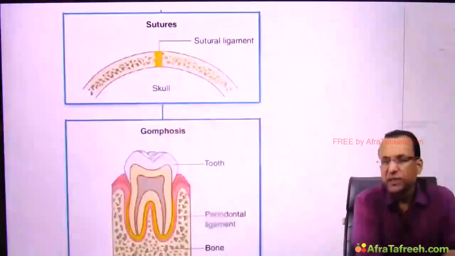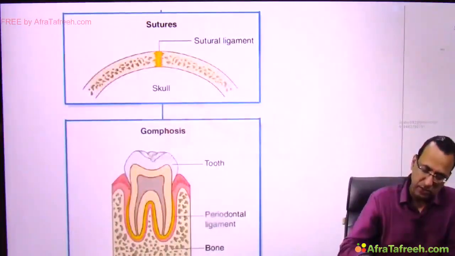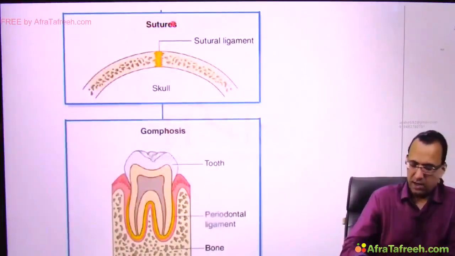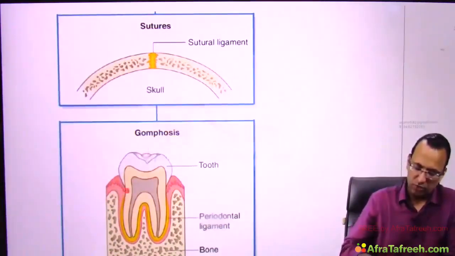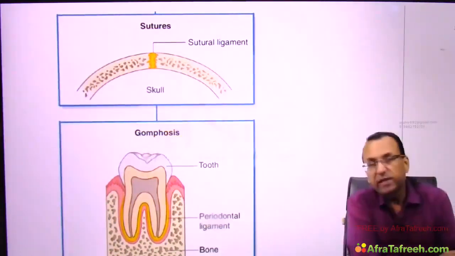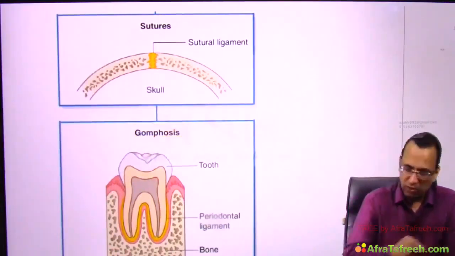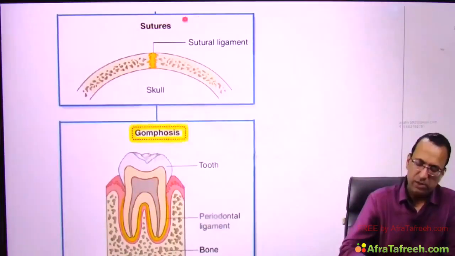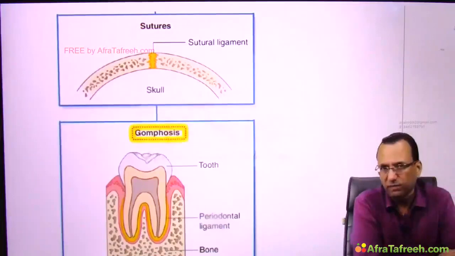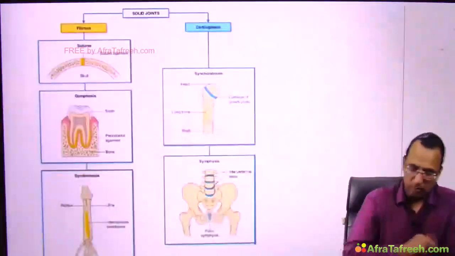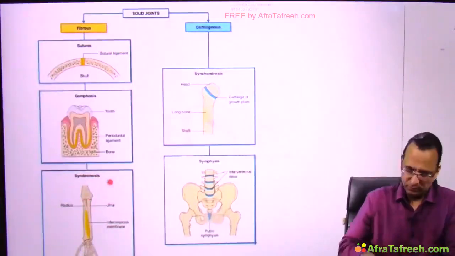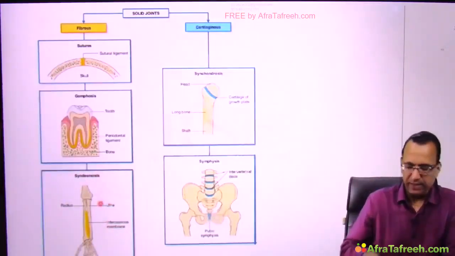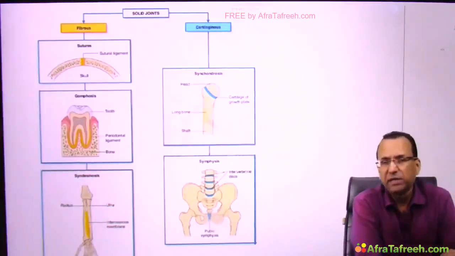What are they? In the skull bone, you will see there is a suture, and you also see the tooth and socket joint, which is called gomphosis. Now remember, maybe it is gomphosis, the tooth and socket joint, or maybe it is suture. They are immobile joints. They don't move at all in the skull bone. And what about the third type of the fibrous joint? It is syndesmosis.